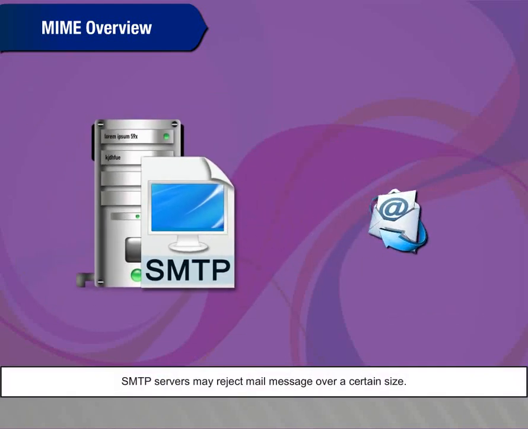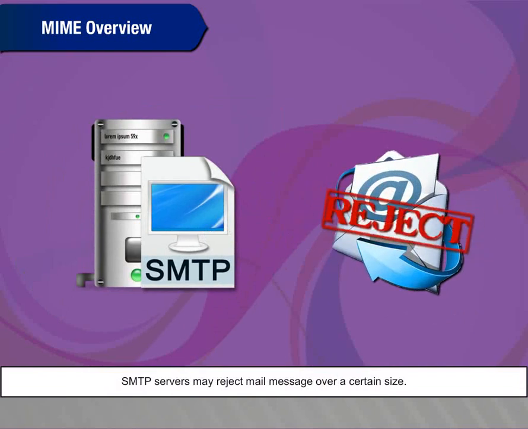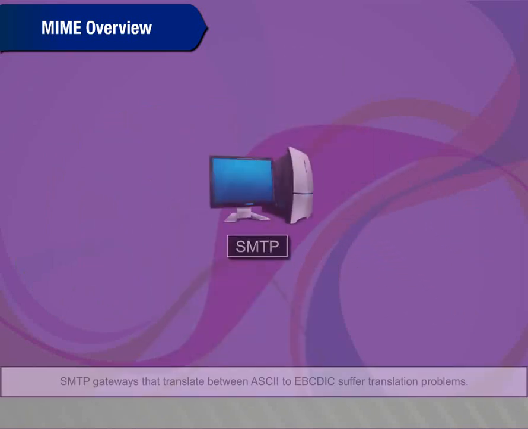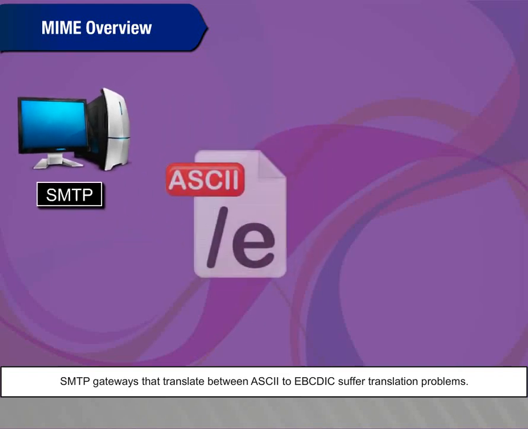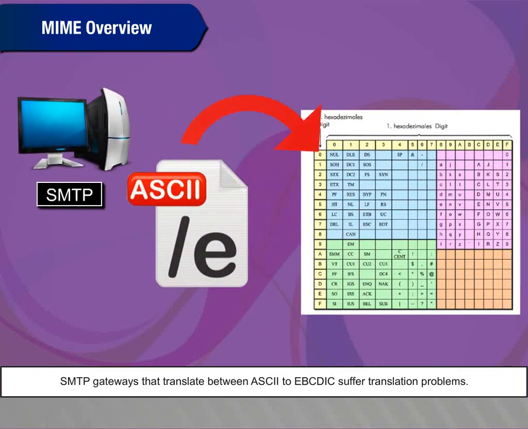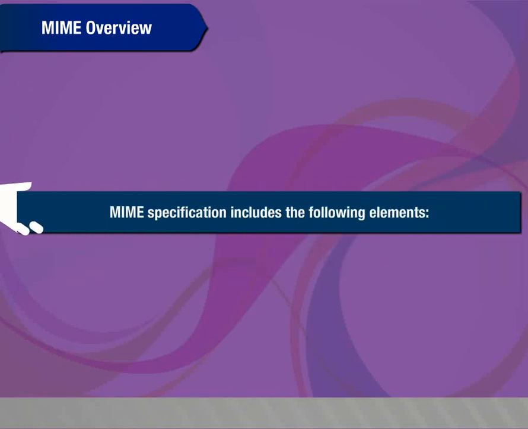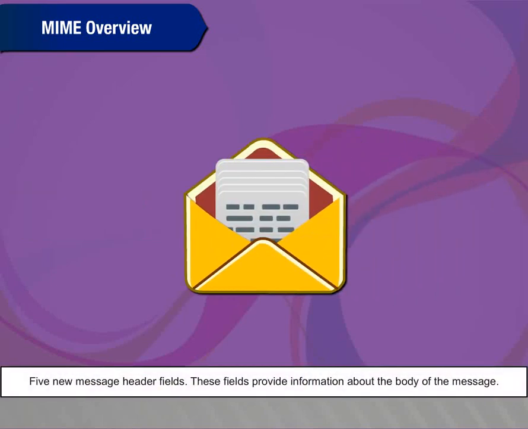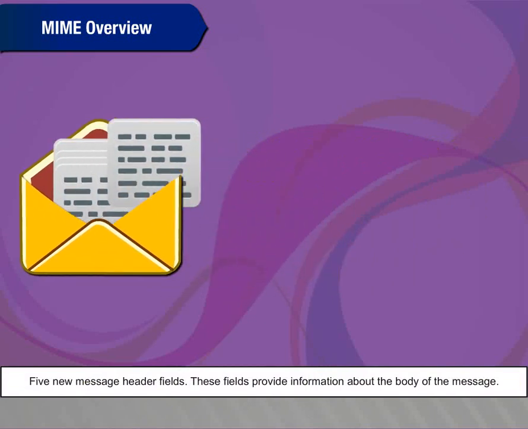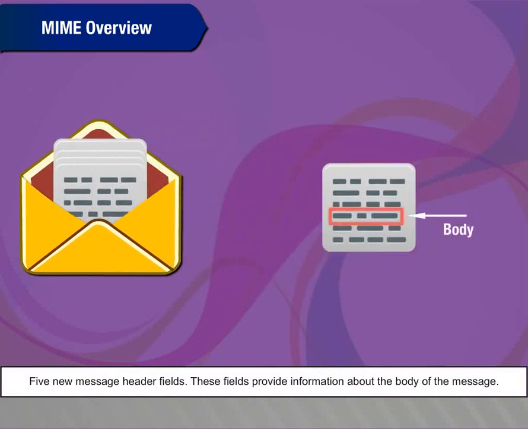SMTP servers may reject mail messages over a certain size. SMTP gateways that translate between ASCII and EBCDIC suffer translation problems. Some SMTP implementations do not adhere completely to the SMTP standard defined in RFC 822. MIME specification includes the following elements: 5 new message header fields. These fields provide information about the body of the message.